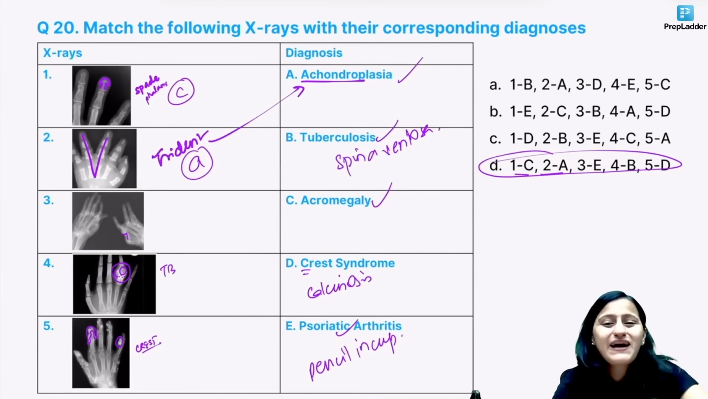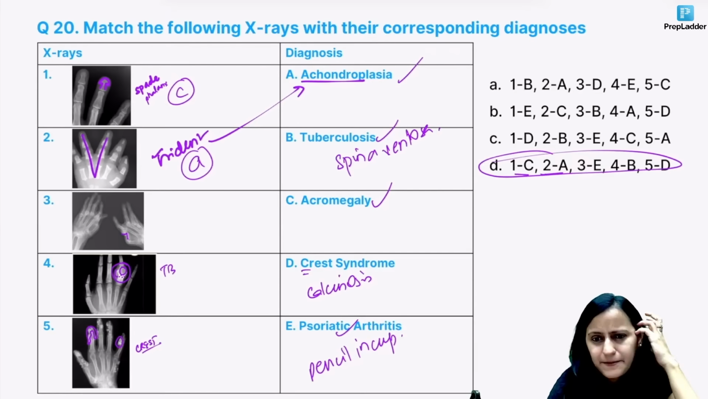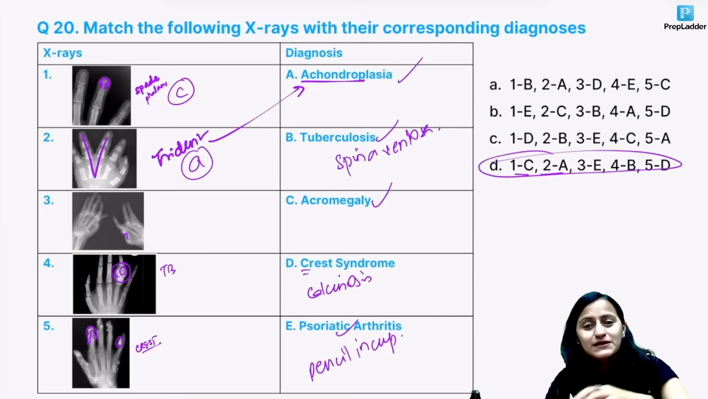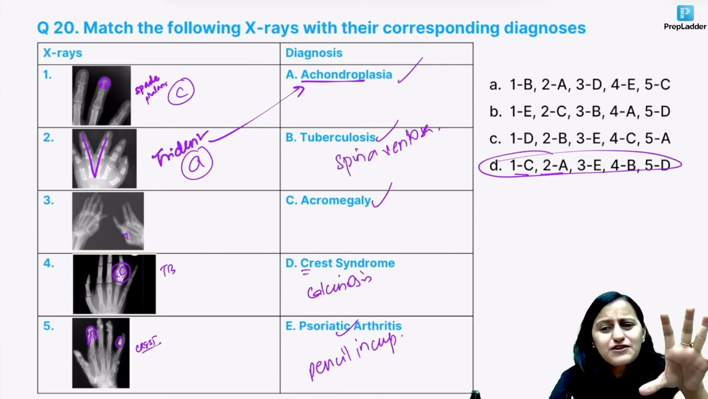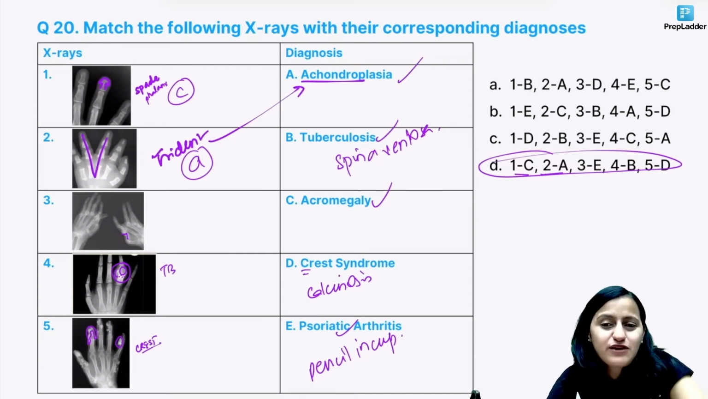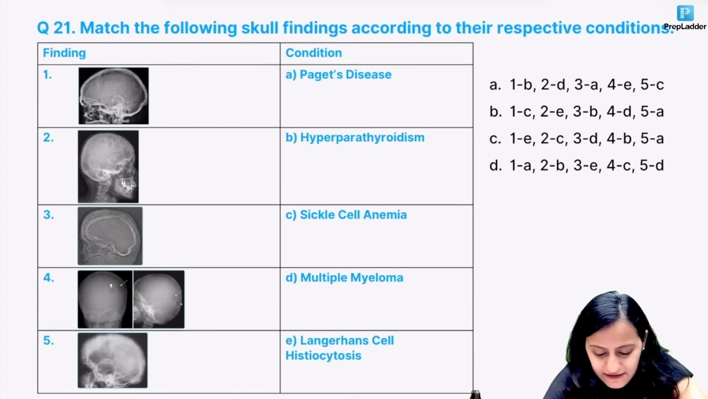So these are the smart tricks, whenever you are solving radiology questions in your exam, be smart, think logically. You don't have to do everything in radiology. Understand the basic concepts, apply them, understand the black and white, and you shall be able to solve the questions. Clear with everyone? Okay, going to the next one, the skull findings.